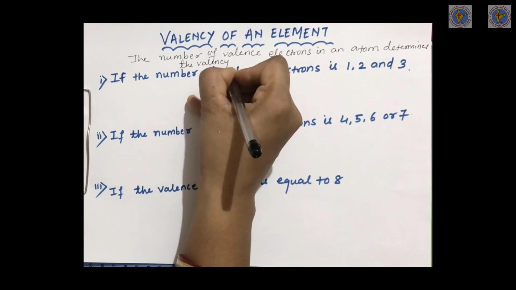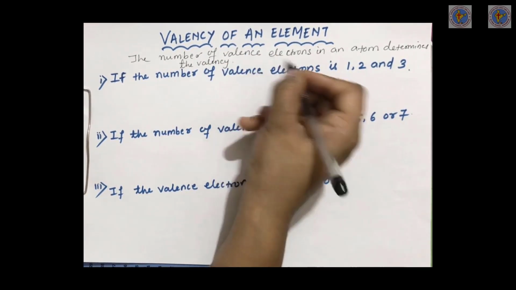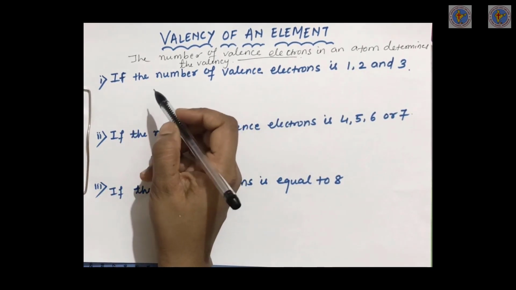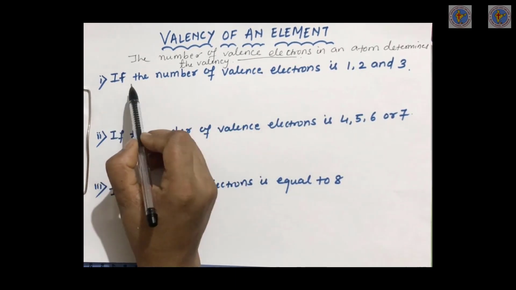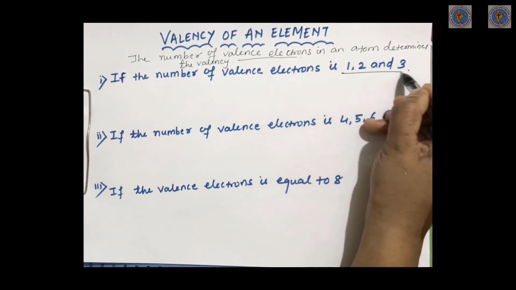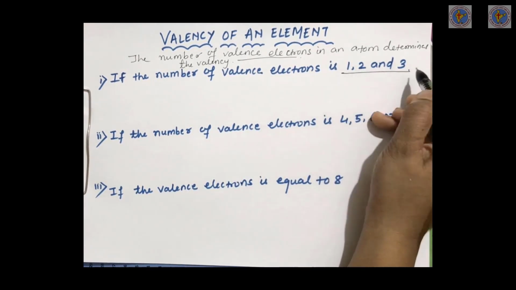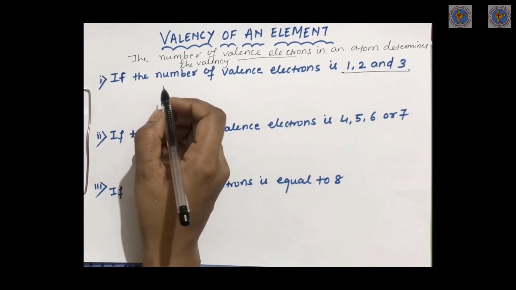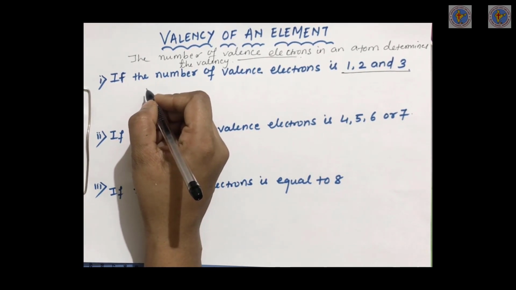That means we can find out the valency by knowing the number of valence electrons. Here we need to follow certain rules in order to find the valency. If the number of valence electrons is 1, 2 or 3, then how can we find the valency?